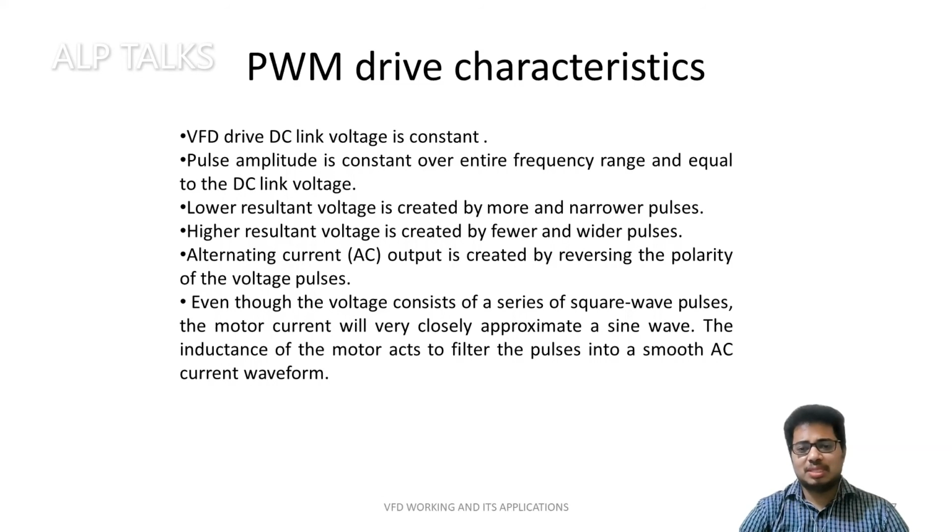Alternating current output is created by reversing the polarity of the voltage pulses. Even though the voltage consists of a series of square wave pulses, the motor current will closely approximate a sine wave. The inductance of the motor acts to filter the pulses into a smooth AC current waveform.